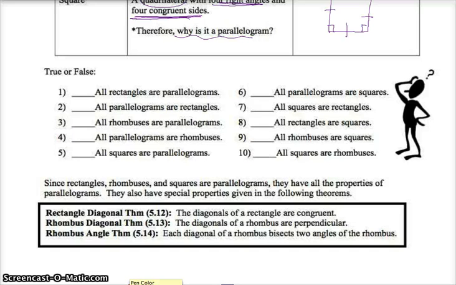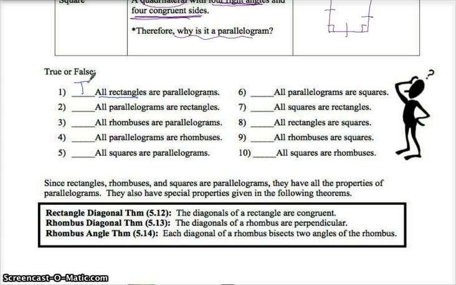Okay, one of the things I should have said before you paused was in order to make something false, you just have to come up with one counterexample. Remember that word, counterexample. And so if you can come up with one counterexample, then you know the statement is false. So question number 1, are all rectangles parallelograms? Yes, they are. We just talked about that above.